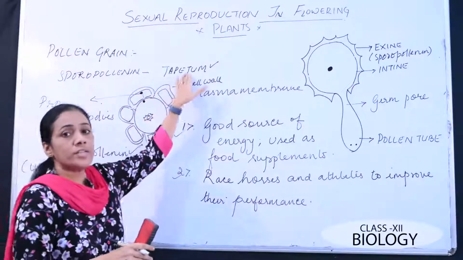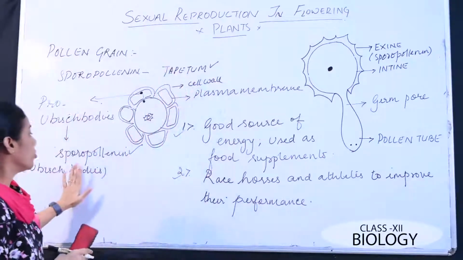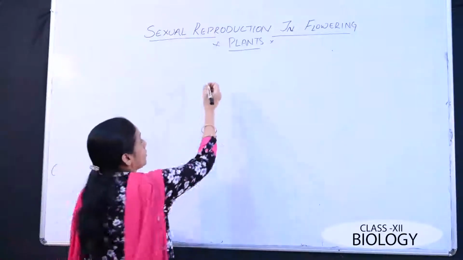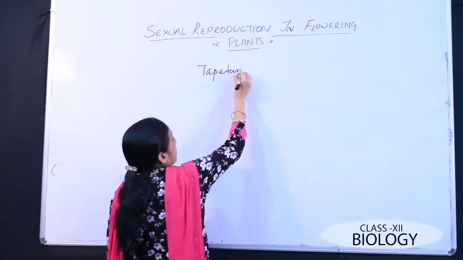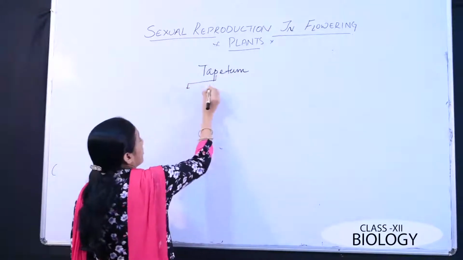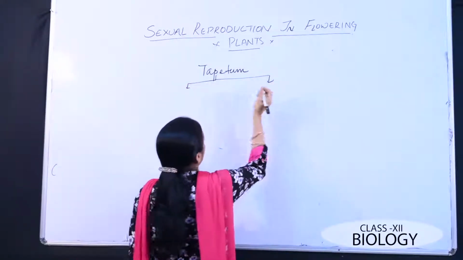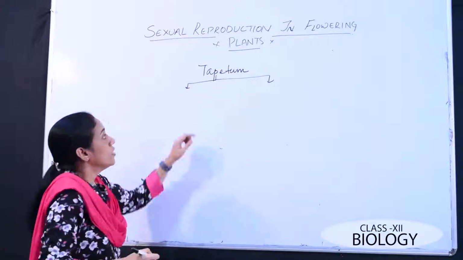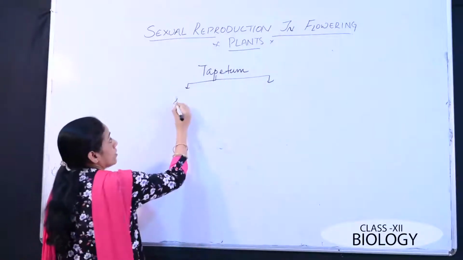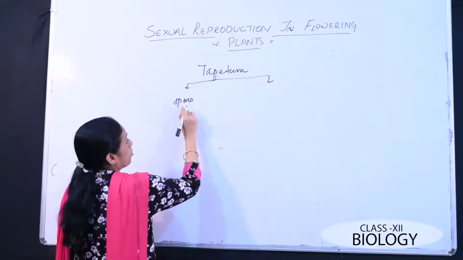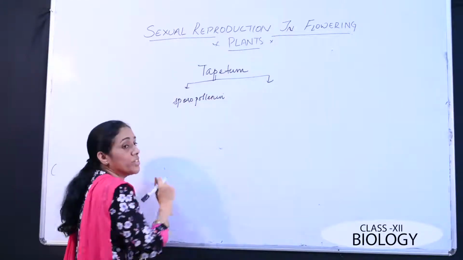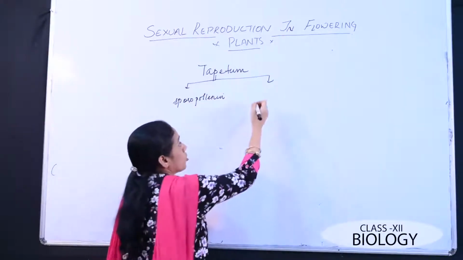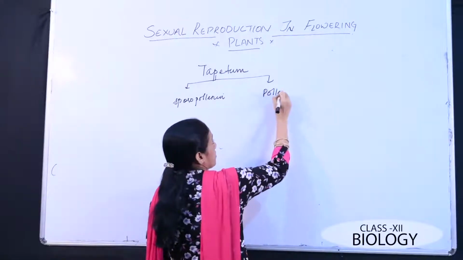What else does it secrete apart from the sporopollenin? So let's discuss the tapetum, what it secretes. It is secretory in nature, students. First thing, it has already been taught to you all that it secretes sporopollenin, forming the outer cover of the exine. Secondly, it also secretes pollen kit.